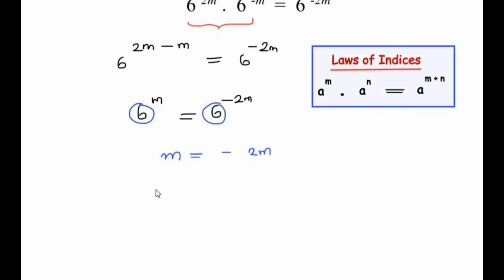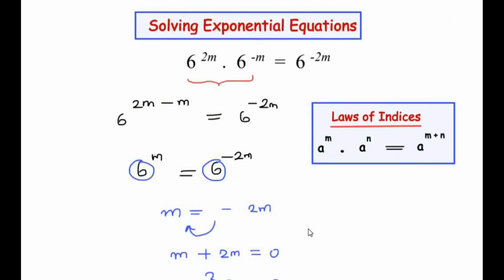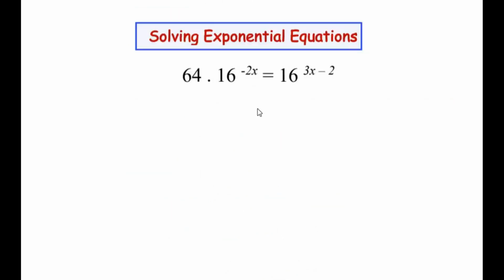Now let us gather the like terms. Taking negative 2m on the left hand side, we get m plus 2m is equal to 0. So we have 3m is equal to 0, or m is equal to 0 divided by 3, and 0 divided by anything is 0 itself. So the value of m over here is 0. Now you can go ahead and try to solve this question.